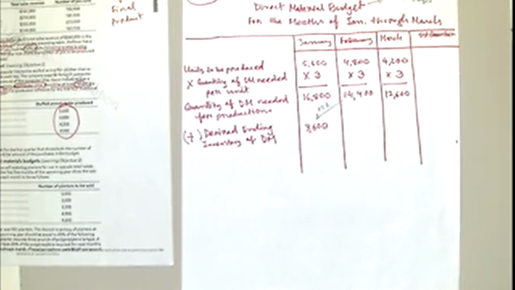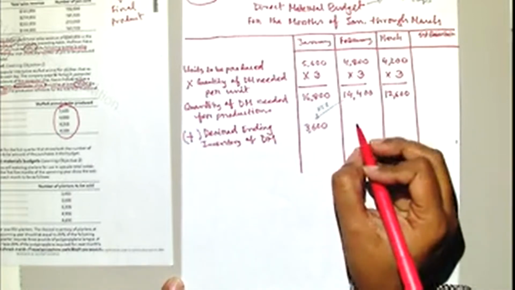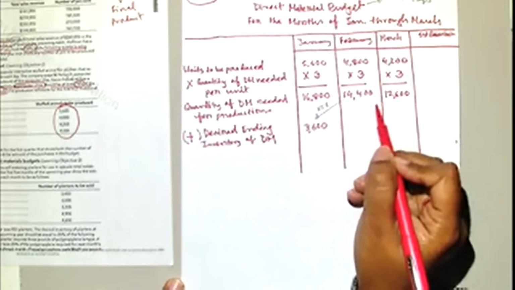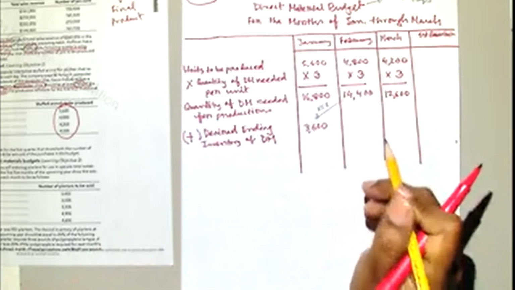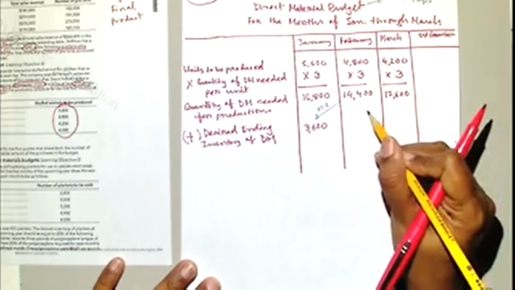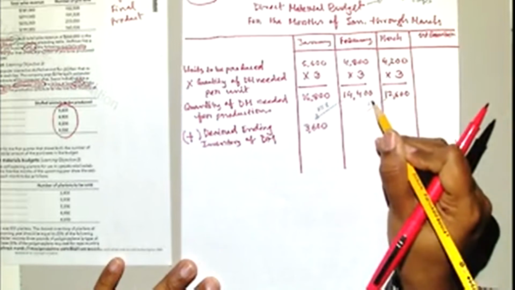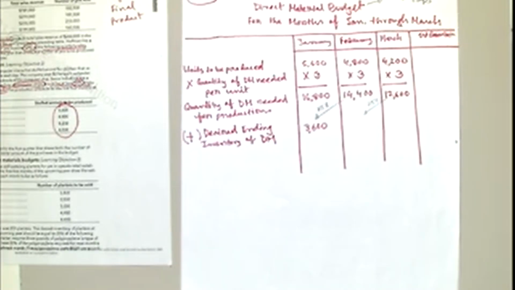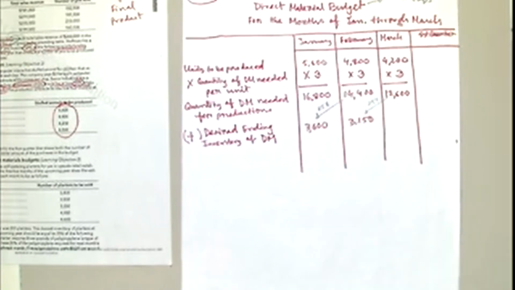So February's ending inventory means March. So you got 3,600. How did you get it? 3,600 here? So we are talking about February, right? February's ending inventory means March's production need, which is 12,600, and then take 25% of it. It's 3,150. Good.